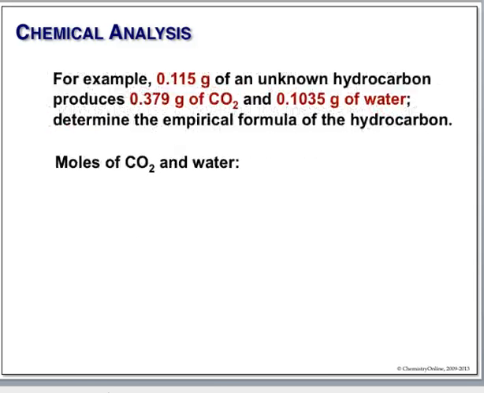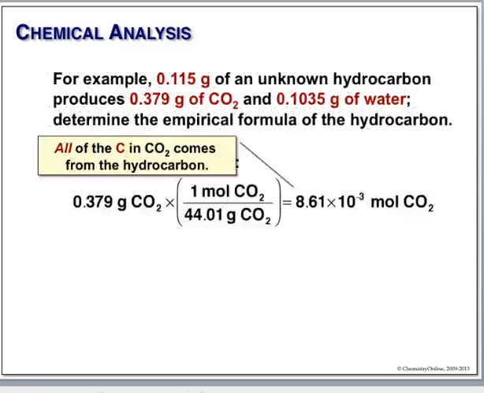To get moles of CO2, how would you convert grams of CO2 to moles? You know that every mole of CO2 weighs 44 grams, because you add it up. So, 0.379 grams of CO2, 44 grams per mole. CO2 cancels. We have 8 times 10 to the minus 3 moles of CO2.